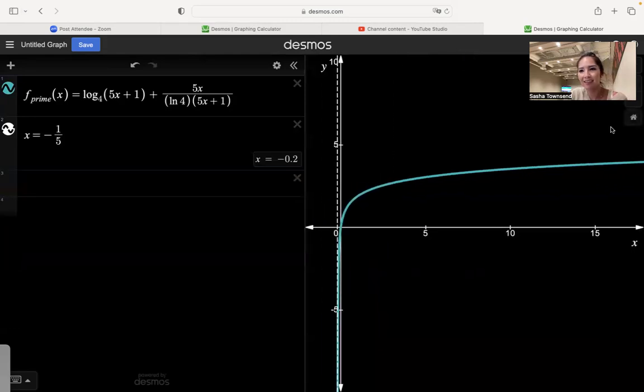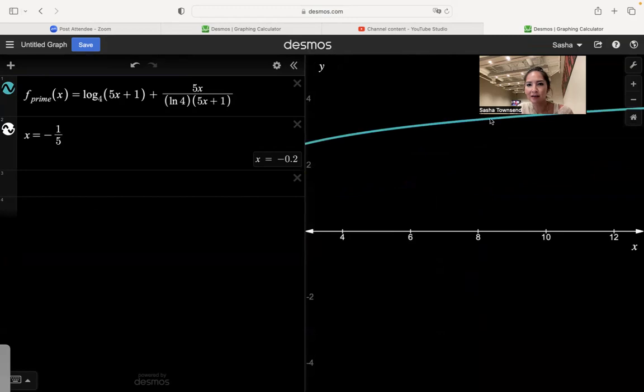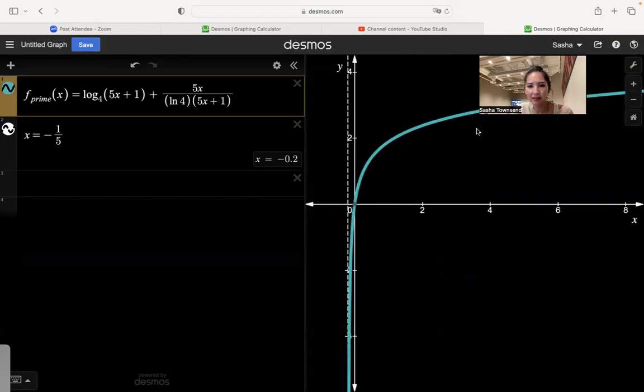That's what our graph looks like. Wait a minute, did I do that correctly? Oh, that's the graph of f prime. So I asked, is there any x value where f prime is equal to 0? And yeah, there is.